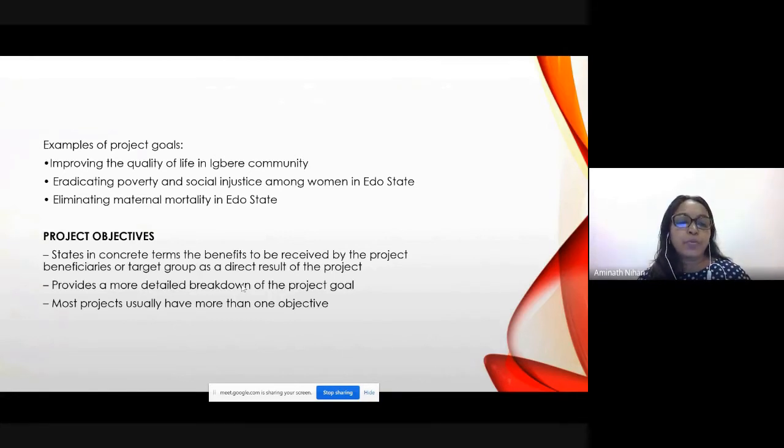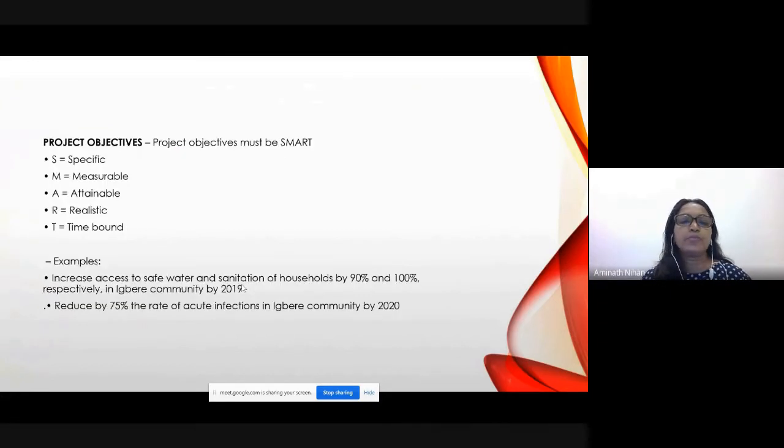Now you can think about the objectives, right? Here you will write the benefits that the project beneficiaries or the target group will receive directly because of the project, right? And again, this is related to the goal, but the objectives are describing the different things that you are going to achieve as part of arriving at that broader goal. Okay, so it can have more than one objective. The goal should be one, but there can be many objectives, right?